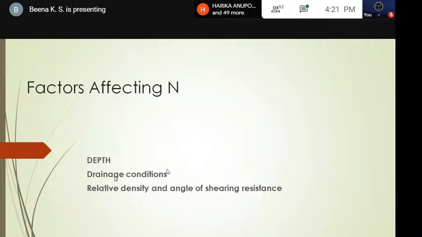So if we get a large N value, it is assumed that the soil is dense and it is a competent soil. Whereas if the N value we get is small, then it's loose soil and it is supposed to be incompetent. The major factors affecting this N value are the depth factor, that is the depth of the borehole or the depth at which we are taking the soil sample, the drainage conditions, and also the relative density of the soil.